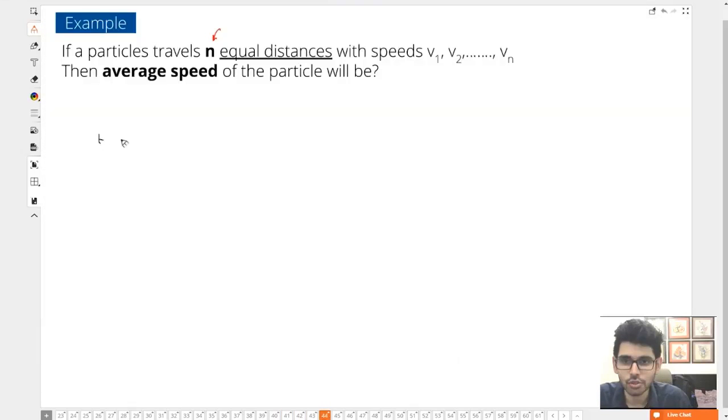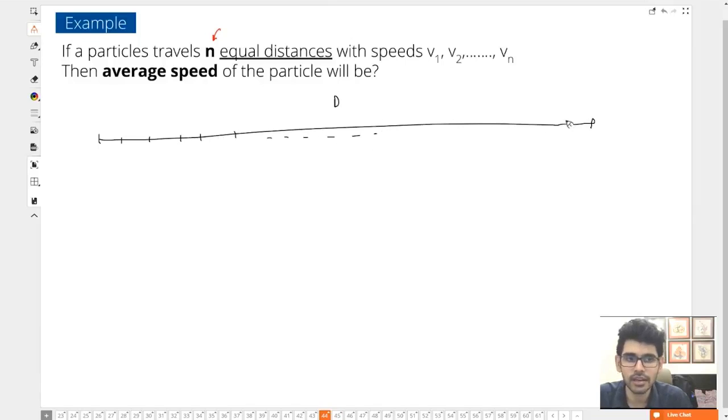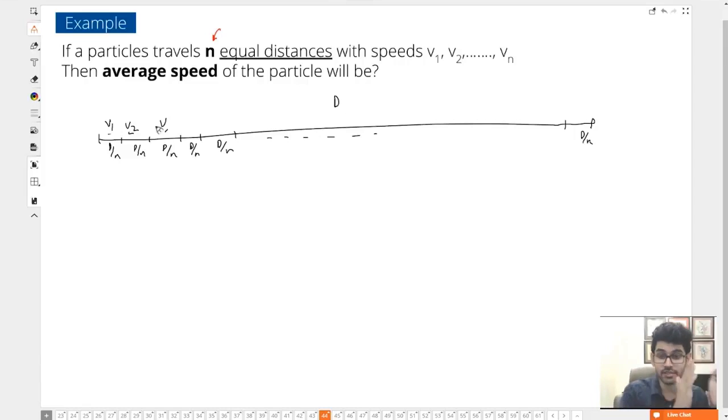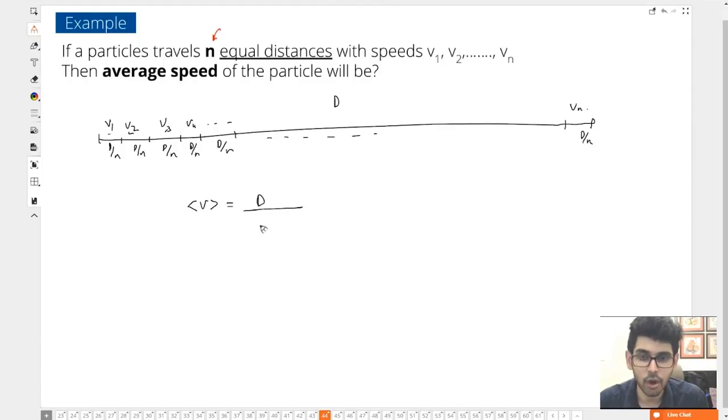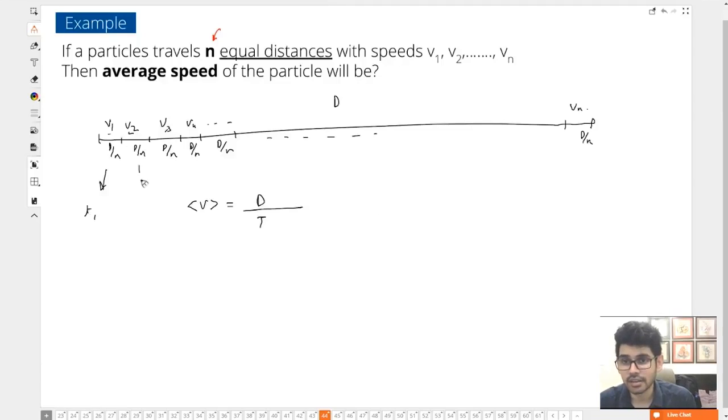Now, you have the same big distance, which we take as capital D. If you divide it into n parts, 1, 2, 3, 4, 5, and so on till n, the distance of each part will be D by n. For this stretch, v1 velocity, then v2 velocity, then v3, v4, till here vn velocity. Now what is the v average? If you want to find v average, it is total displacement upon total time, D by T. So what is the time here? What is t1 time here? t2 time here?